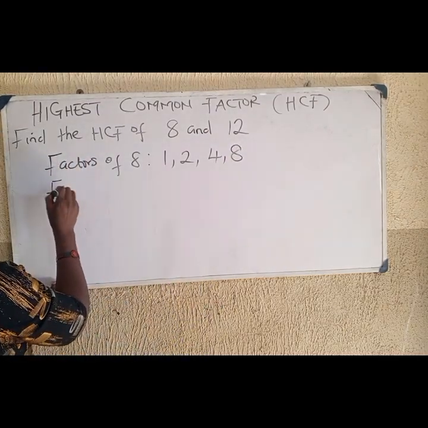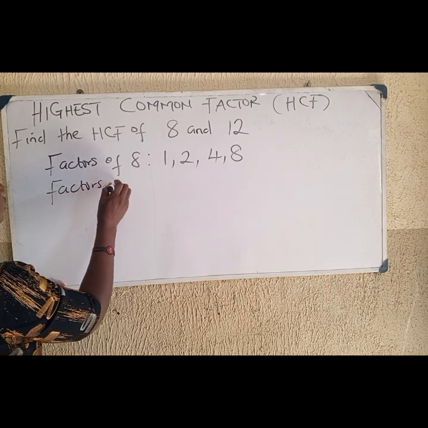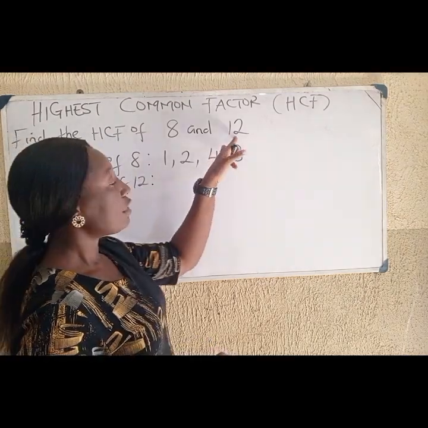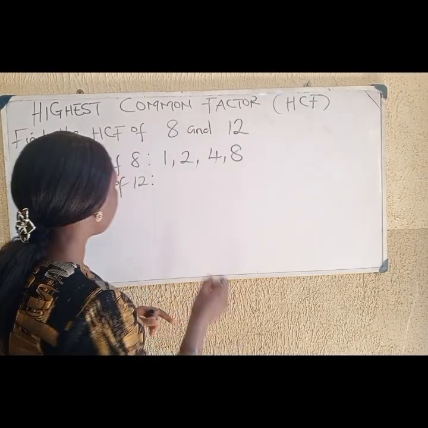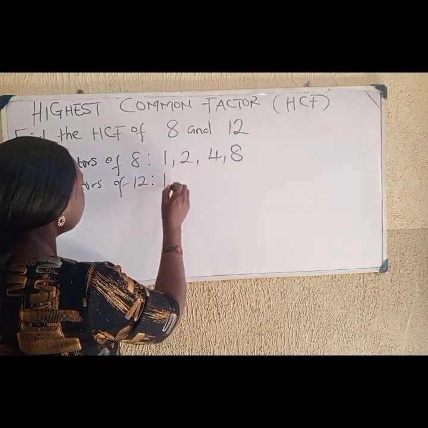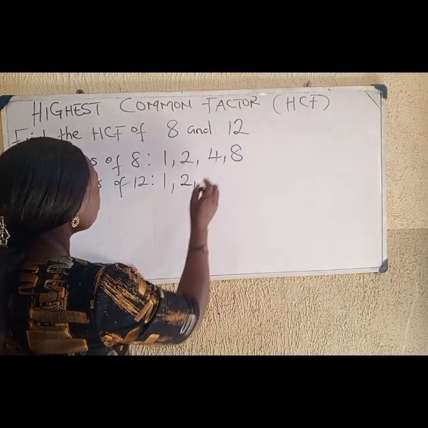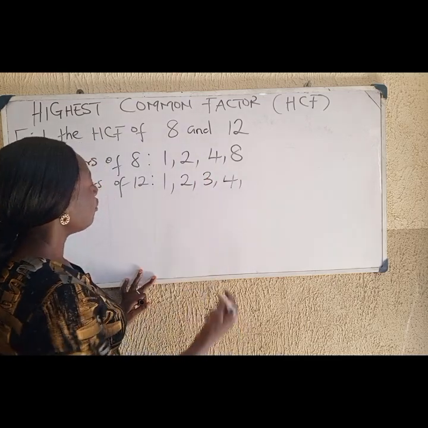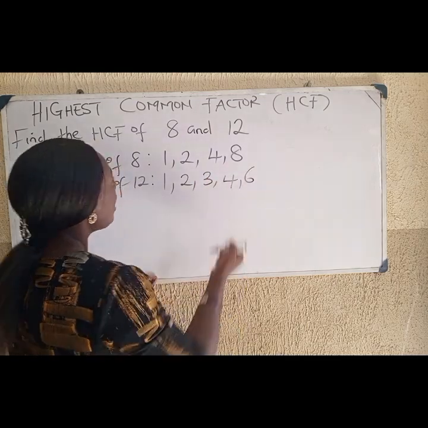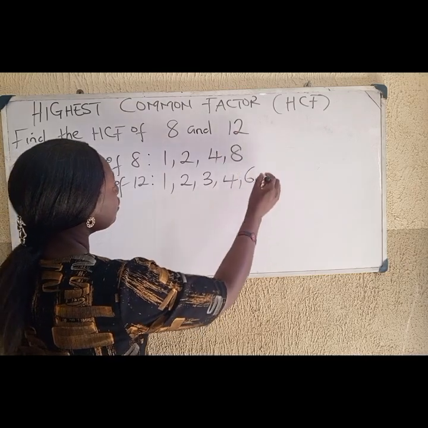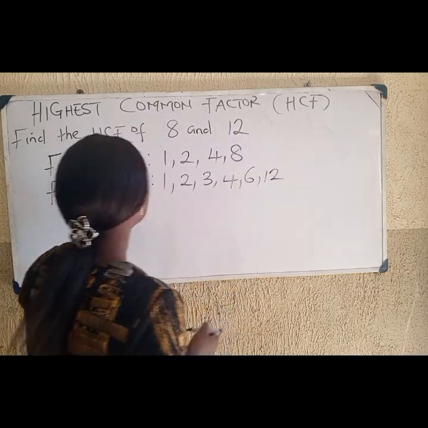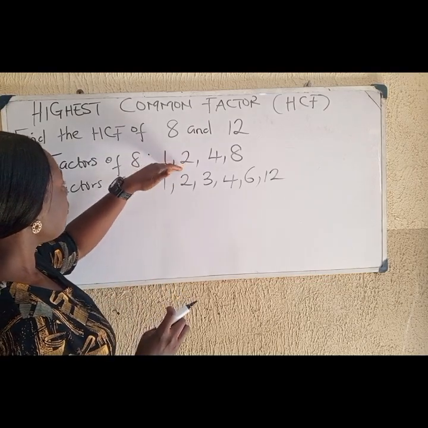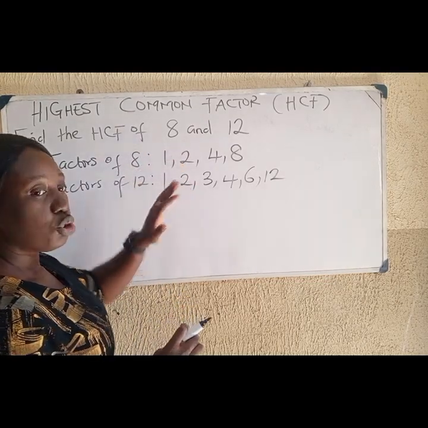Now, the second number is 12. So factors of 12 are the numbers that can divide 12 without remainder. So 1, 2, 3, 4, 5 cannot go, 6. I've gotten the half of this number, so the next one is the number 12. So I've gotten the factors of 8 and factors of 12.